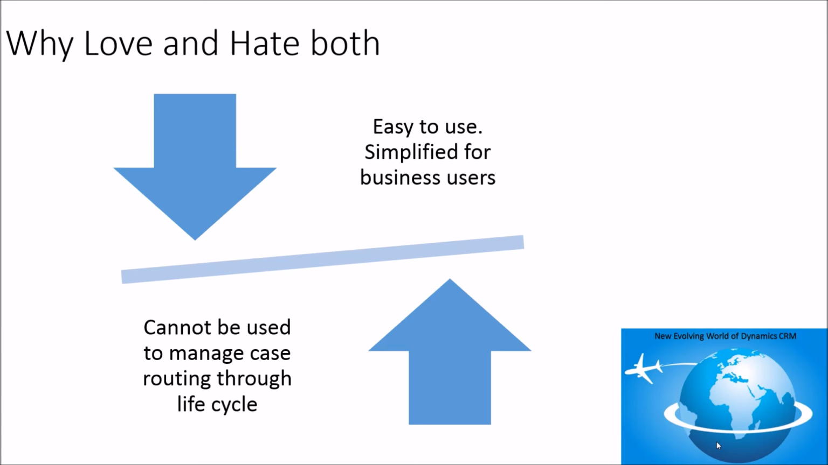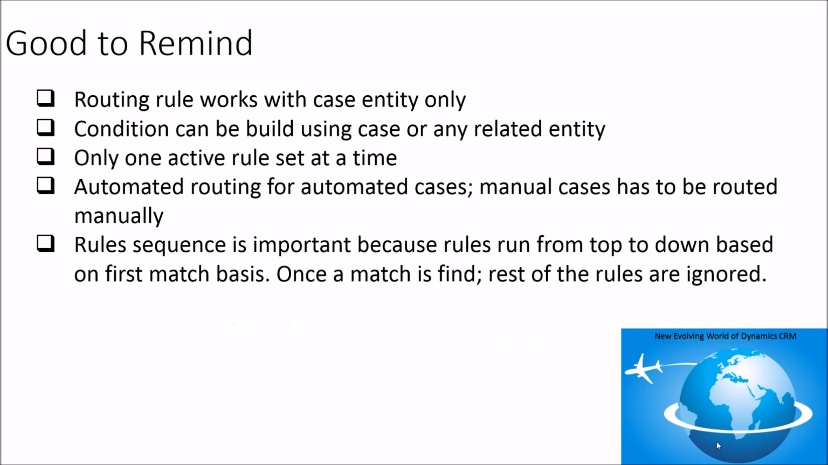Okay, so that is the other reason why I both love and hate this feature. Now there are a few things which are good to remember, so that's why I'm reminding you. First of all, routing rules work on the case entity only. You can also use any case related entity, like customer or contact or account. I mean, you can't route them, but let me correct it: it works on the case entity only.